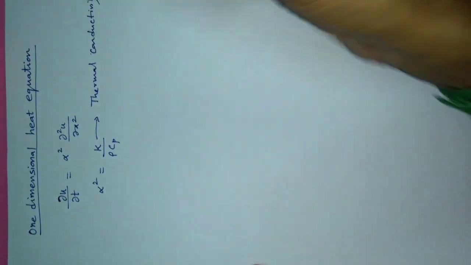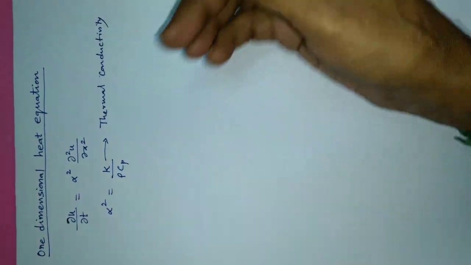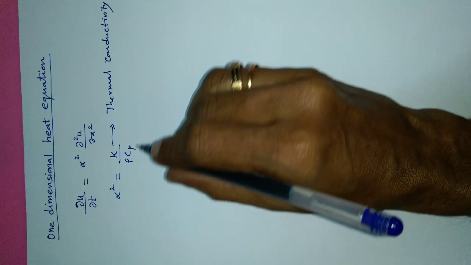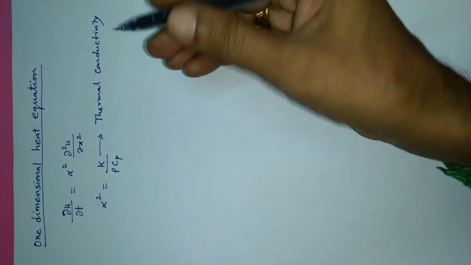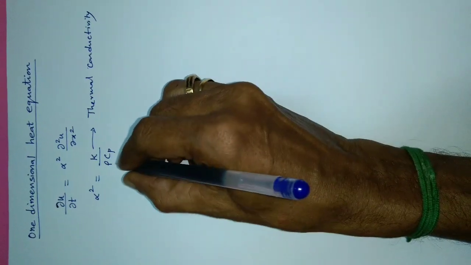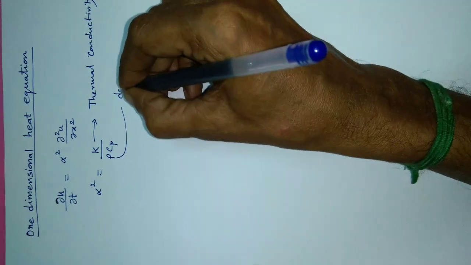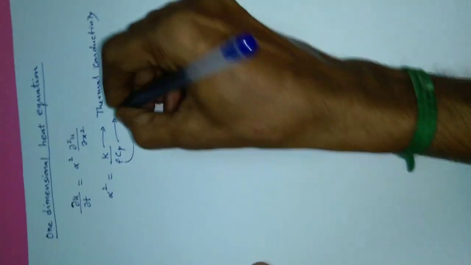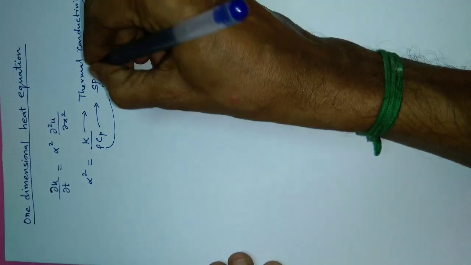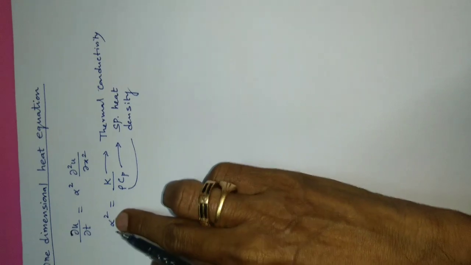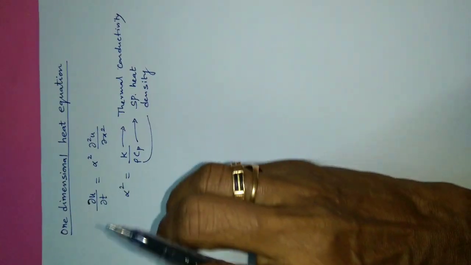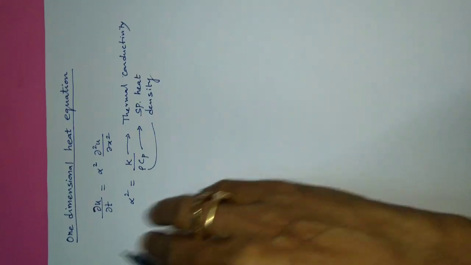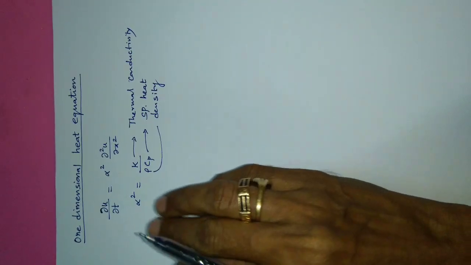You can take a rod, for example, or wire. Heat transfer in a wire or rod is a very simple example, and ρ is the density of the material, and Cp is the specific heat of the material. So this is what the constant is. Okay, we are going to analyze the finite difference solution for this particular equation.